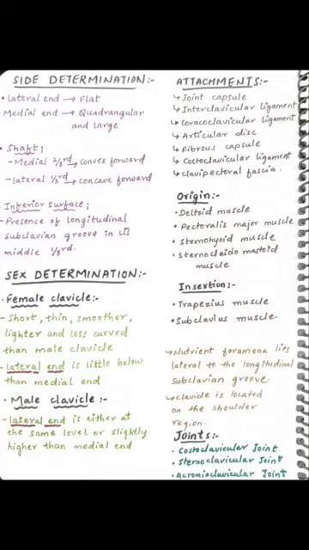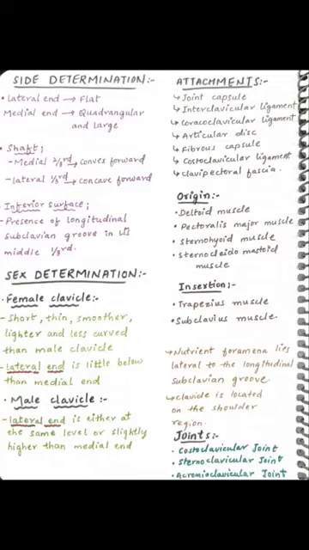Sex determination of the clavicle. The female clavicle is shorter, thinner, smoother, lighter and less curved when compared to a male clavicle. The lateral end of the female clavicle lies a little below to the medial end of the clavicle, whereas the lateral end of the male clavicle is either at the same level or slightly higher than the medial end.